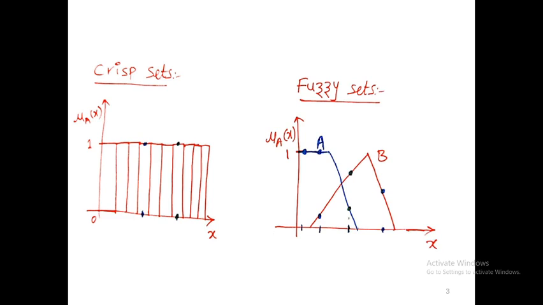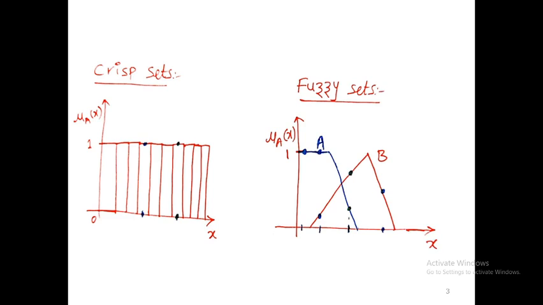If you take the fuzzy sets, on the right side figure, you see the same thing. Again, the x-axis represents the elements, and the y-axis represents the membership function or membership value. Here in the fuzzy sets on the right side figure, one is a blue color line, and another one is a red color line.